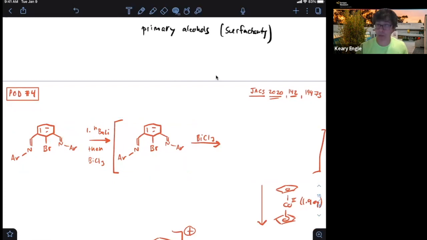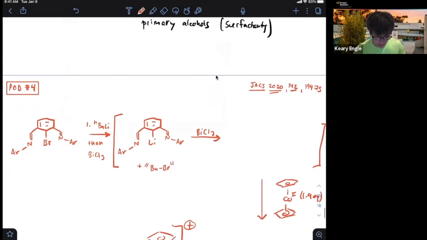The first step, treatment of this aryl bromide with N-butyllithium, will lead to lithium halogen exchange, directly building on what we covered in class. And the byproduct of this, we draw it in quotes here, would be butyl bromide. And with excess N-butyllithium, this could react further to give butene and lithium bromide.